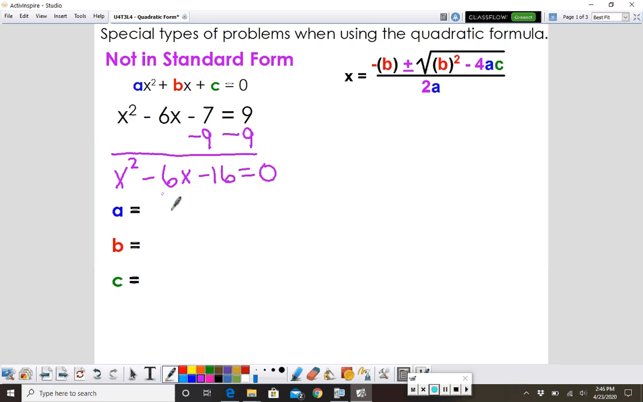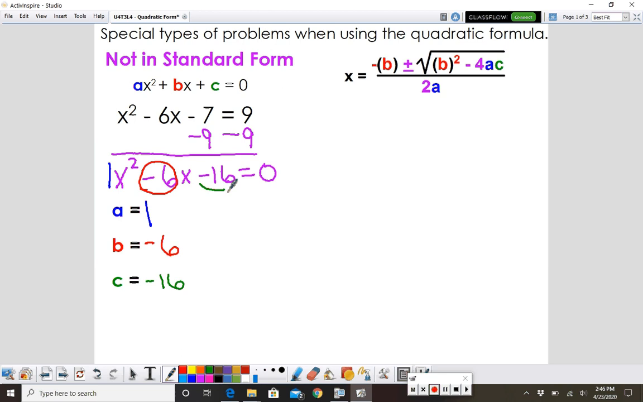Once you have your standard form equation, you just go ahead and use your quadratic formula like we did the other day. So my a value is going to be this coefficient here of 1. My b term is negative 6 right here. And my c term is negative 16 right here on the end.